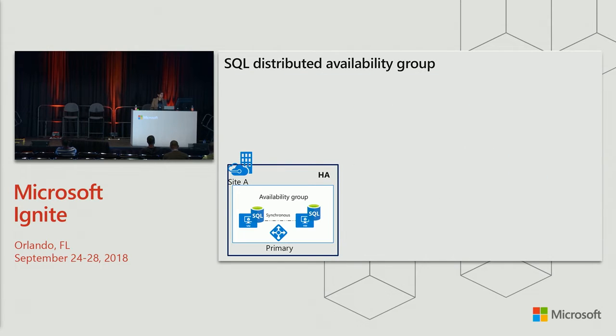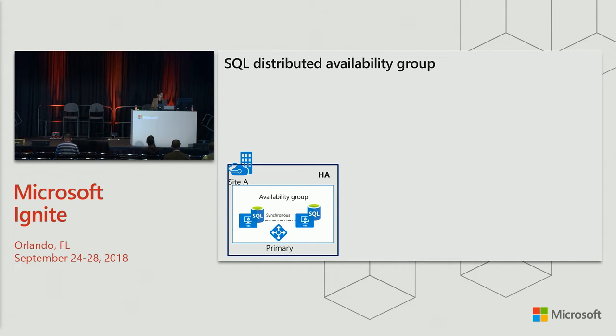The second example I'll be walking through is distributed availability groups. This is a feature that SQL came out with in 2016, so it's relatively new. What you can do is take the SQL Always On template and deploy one in, for example, site A.